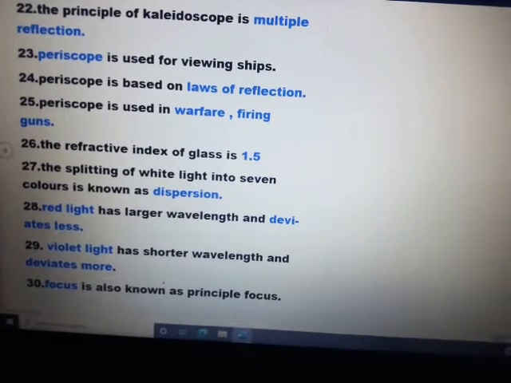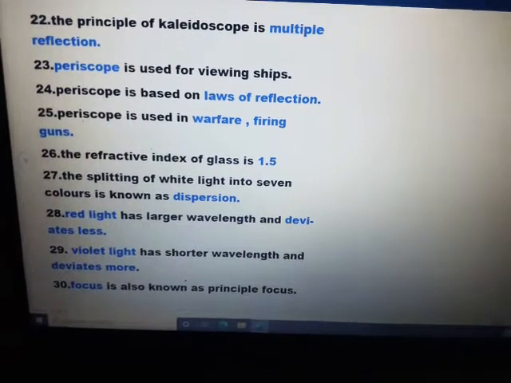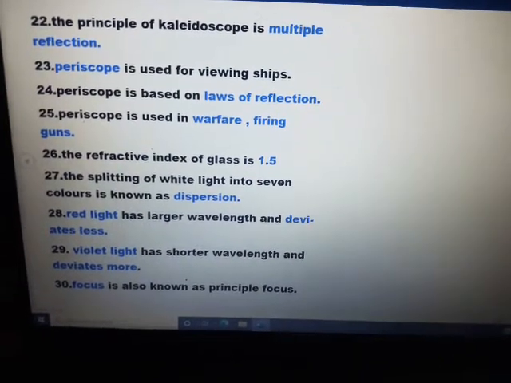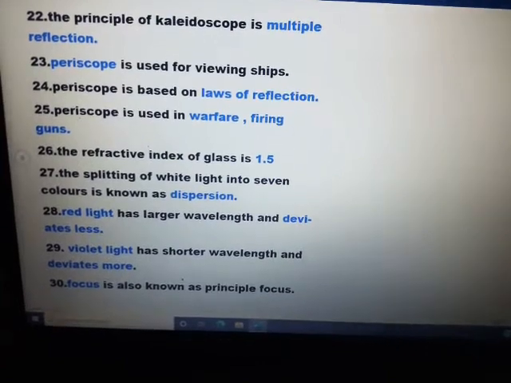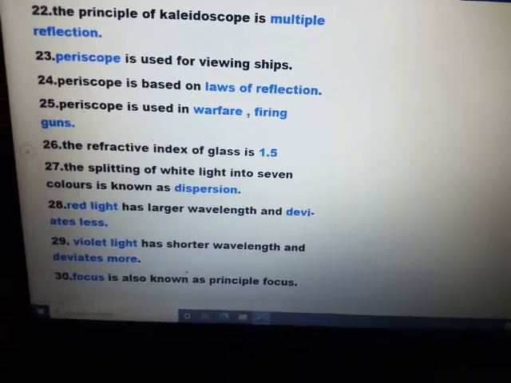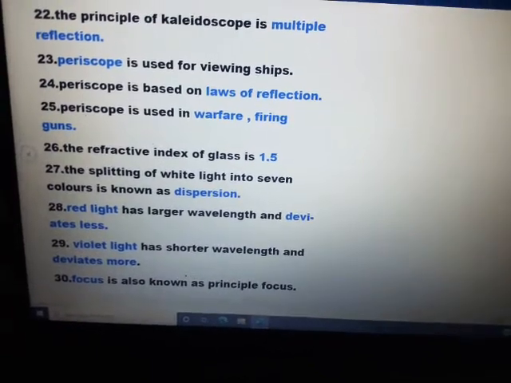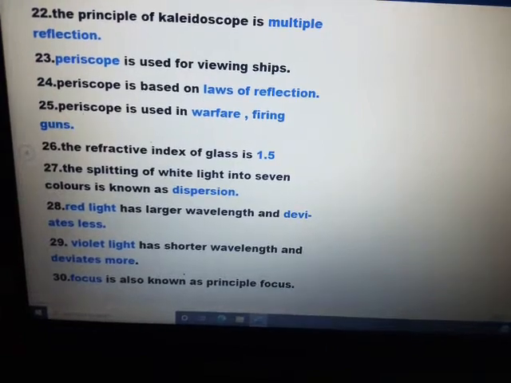The refractive index of glass is dash. It's 1.5. 27th question, the splitting of white light into 7 colors is known as dash. It's known as dispersion. 28, dash has larger wavelength and dash. So red light has a larger wavelength and deviates less. 29th, violet light has the shorter wavelength and deviates more.